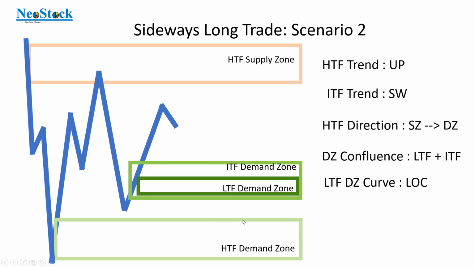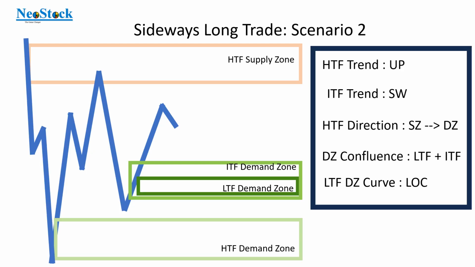HTF trend is uptrend and it is low on the curve. Many times the ITF zone may push the prices up to the HTF supply zone. That's why we are taking the trade, even though HTF price direction is on the opposite side. So this is the second scenario. What is the next scenario? Third scenario.